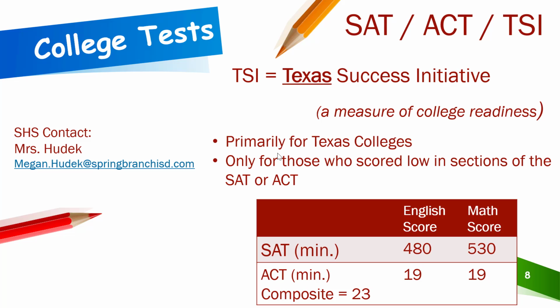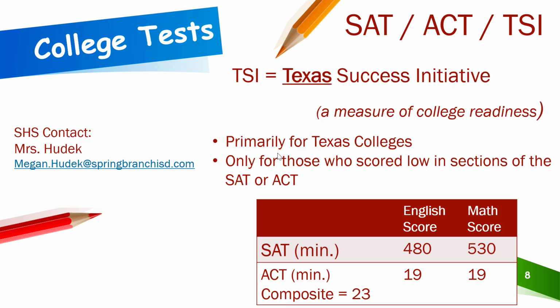Everybody knows about SAT, ACT. We give the SAT here on campus, but there's another test out there called TSI, Texas Success Initiative. It is a measure of college readiness. If we have students that don't score well enough on their SAT or their ACT, then Texas schools look for you to take the TSI, primarily Texas public colleges, but there are other schools who look for that. So you need at least a 480 in the English and a 530 on the math for the SAT, at least a 19 in English and math on the ACT with a composite of 23.